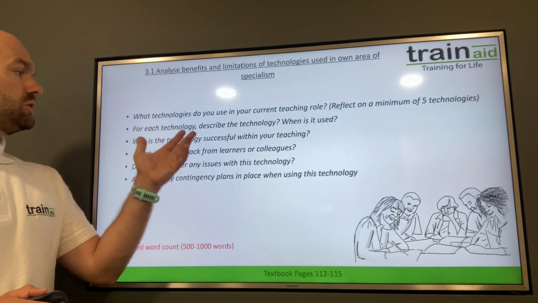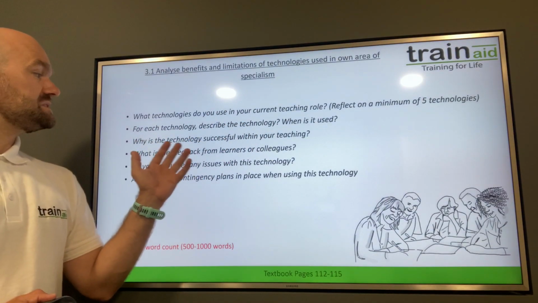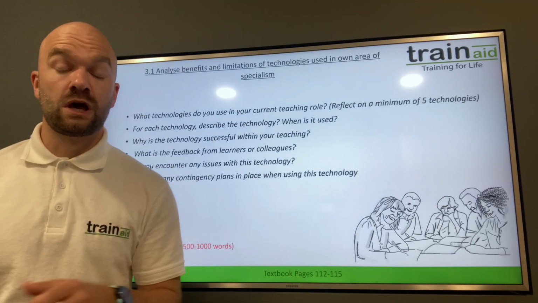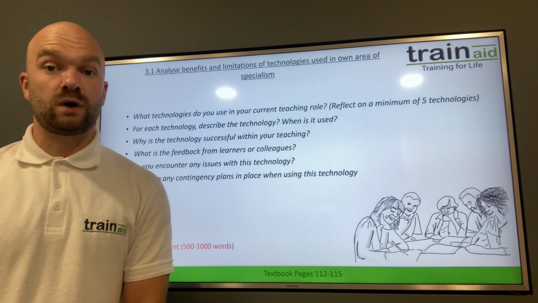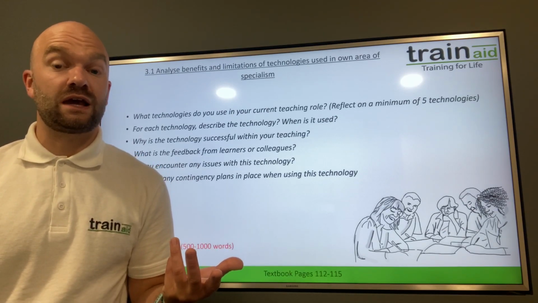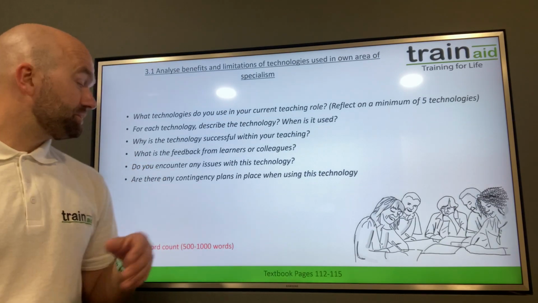For each technology, describe the technology, when it is used, and why the technology is so successful within your teaching. Do you promote this to your fellow colleagues as well? You could even have created the technology yourself. If that's the case, do explain how you created that technology.